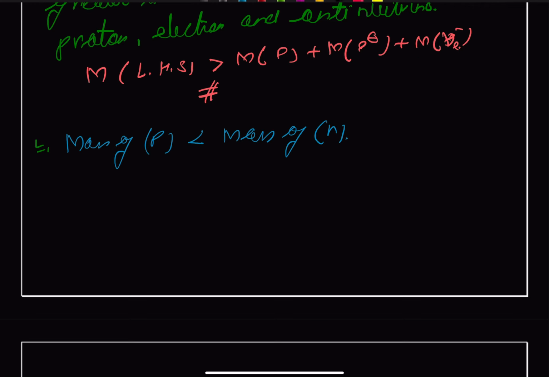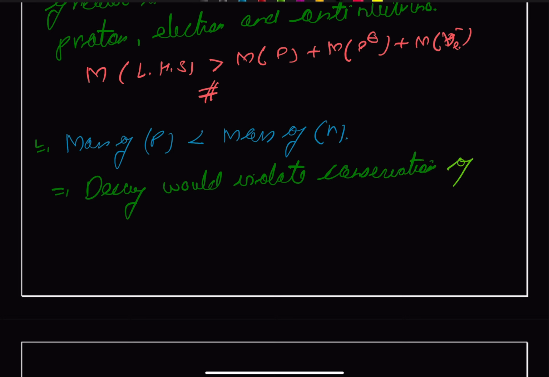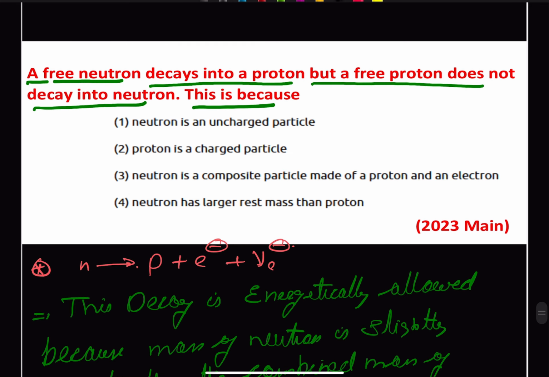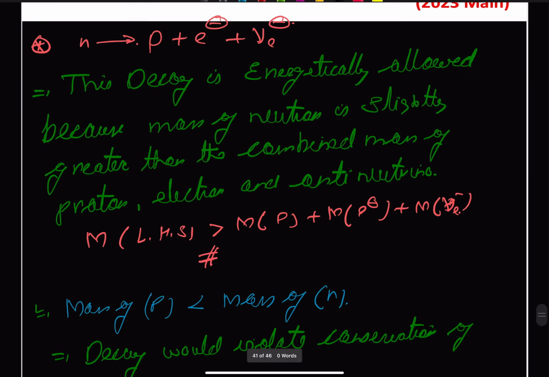So therefore, decay would violate conservation of energy. Therefore, the correct option is that our neutron has a larger rest mass than a proton. So option 4 is correct.